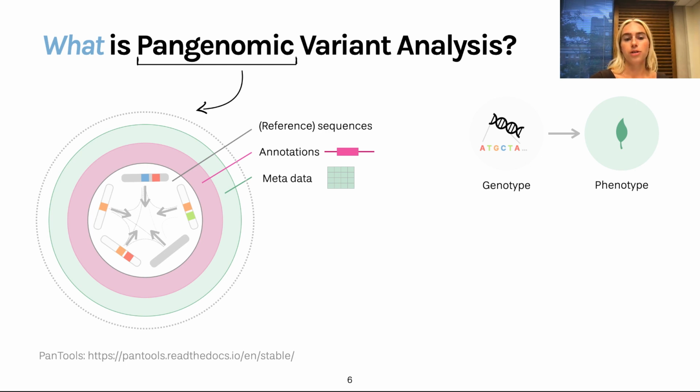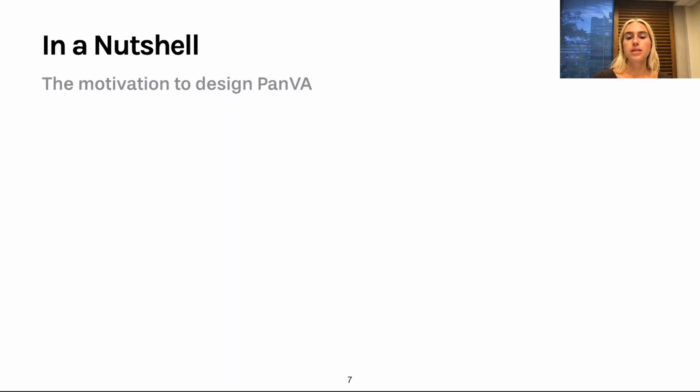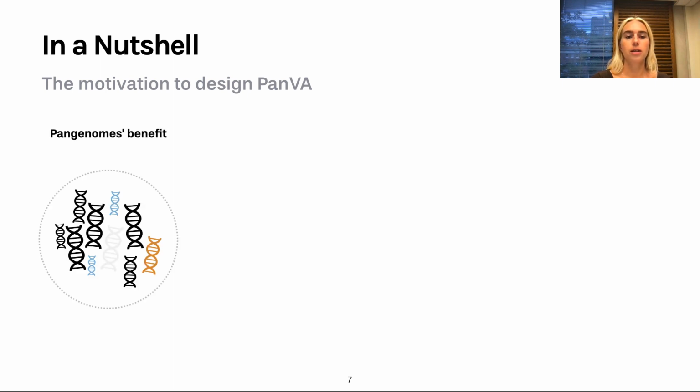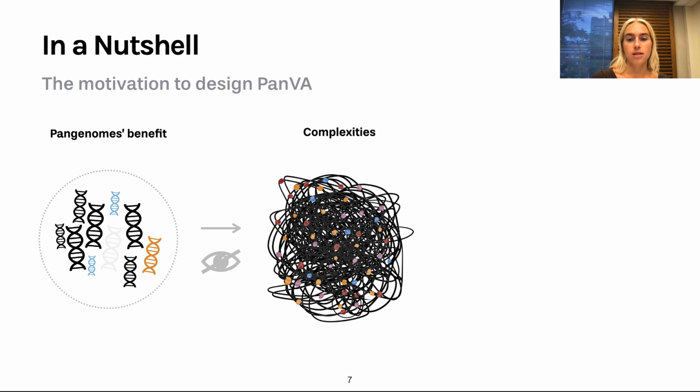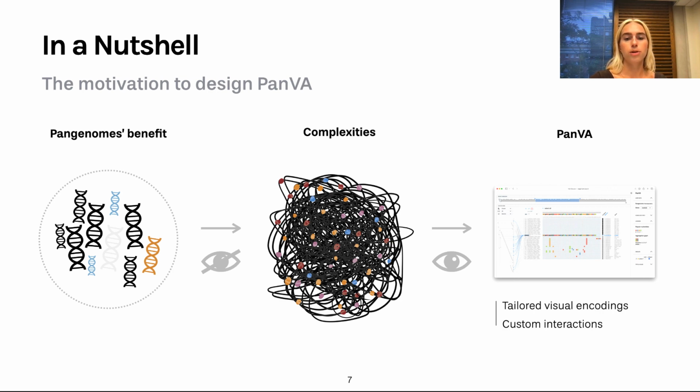So the motivation for this work is that pangenomes are increasingly important in various fields because they effectively represent diversity. But their data and analysis complexities also hinder human interpretation and insights. Human inspection is still needed to assess the biological relevance. To support genomics experts in these fields, we developed a visual analysis approach that uses tailored visual encodings and interaction strategies to explore and interpret these variant data.